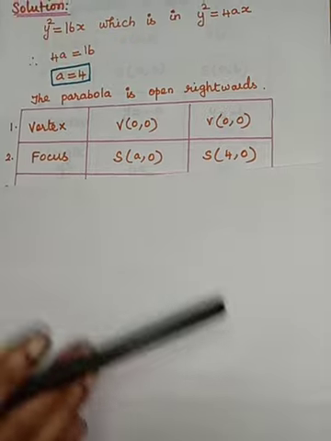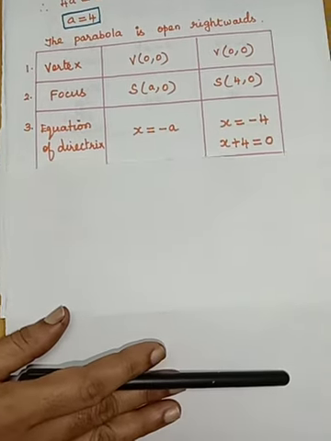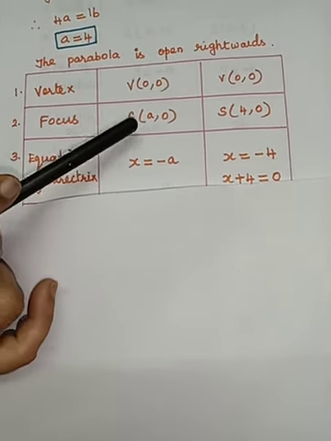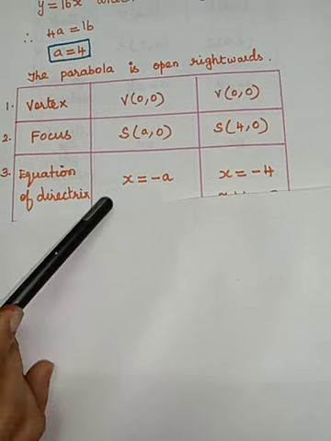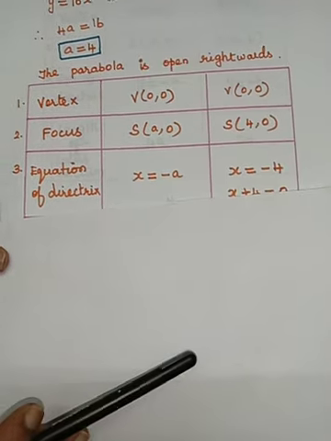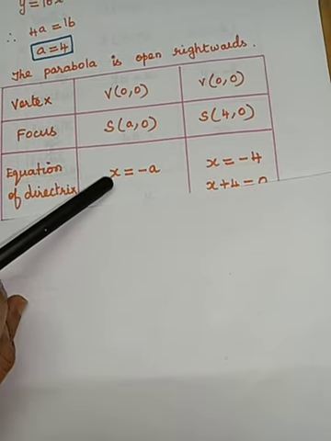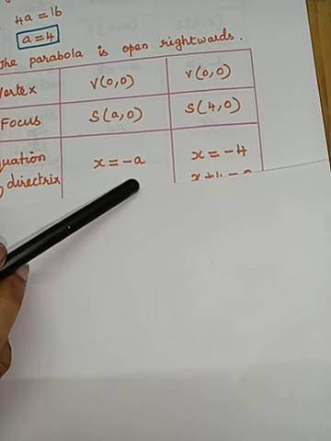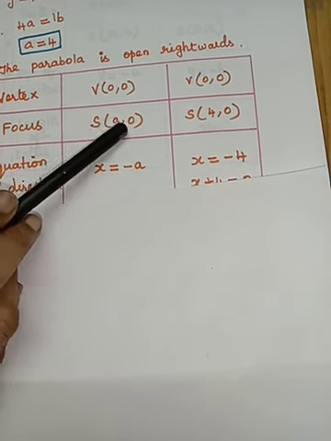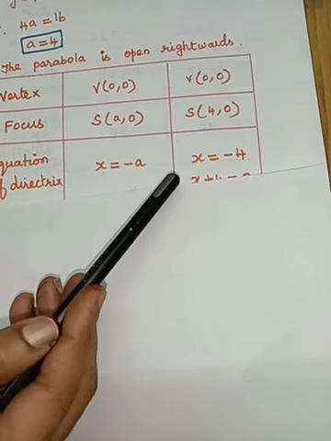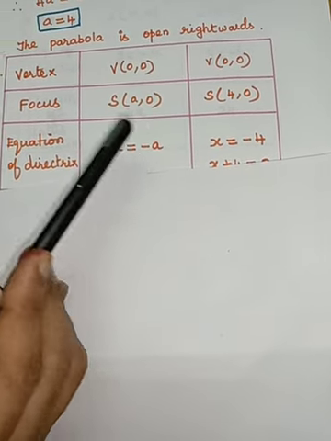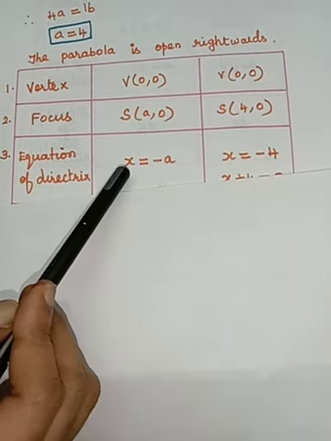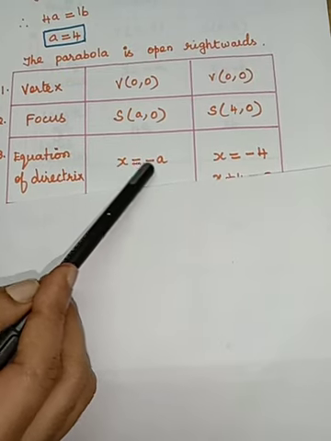Next, what is asked? Equation of the directrix. A parabola is open rightward. The focus is a, 0. The directrix is just opposite to the focus. It is a line whose equation is x is equal to minus a or x plus a is equal to 0. Look at your focus. It is a, 0. Focus is a point. It is on the right side of the y-axis. But definitely the directrix, a line, will be on the left side. So that's why whose equation is x is equal to minus a.